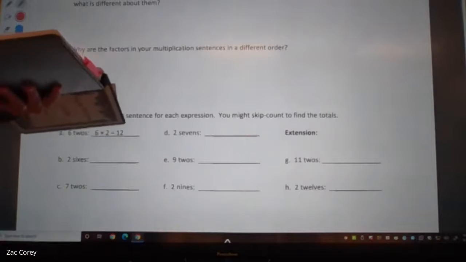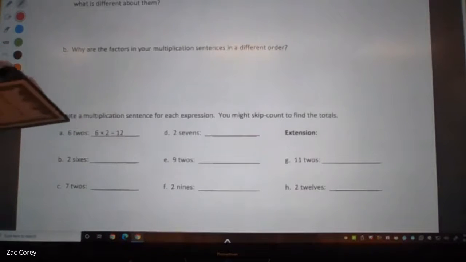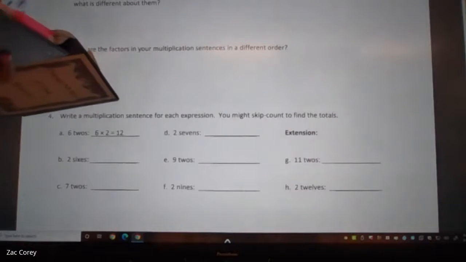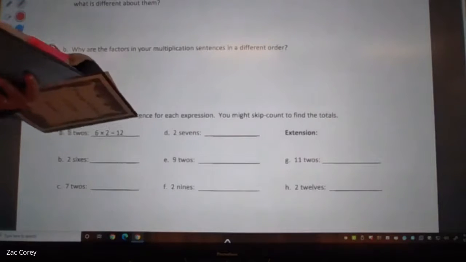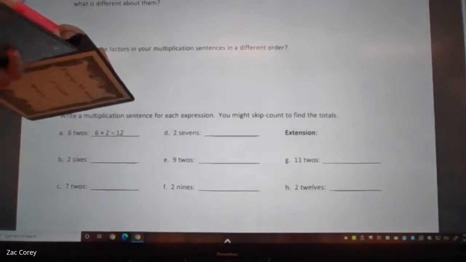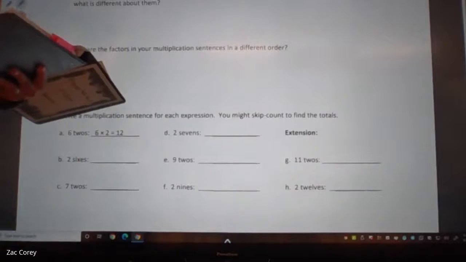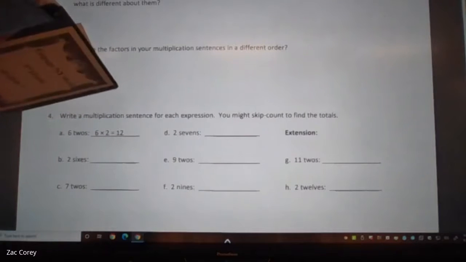So you don't have to write all of this, but basically the explanation is problem 1 you read as 6 groups with 2 in each group. So one more time, problem 1 says 6 groups with 2 in each group. Problem 2, you have 2 groups with 6 in each group. So the factors are the same in both arrays, but what they mean switches.